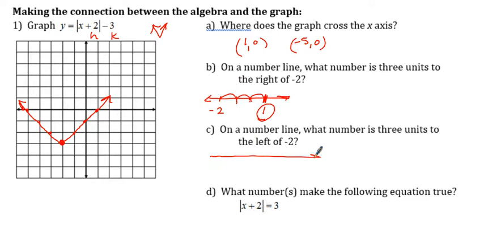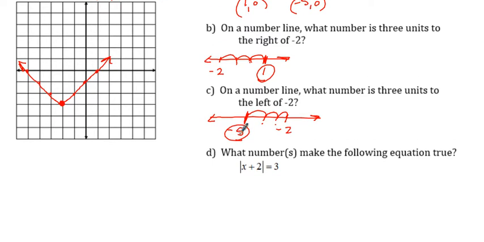On a number line, what number is 3 units to the left of -2? 1, 2, 3. That goes -3, -4, -5. So -5 is 3 units to the left of -2. Notice what we've seen here. The points that we pulled off the graph that cross the x-axis, and moving to the right and to the left of -2 by 3 units, is producing our same solutions.